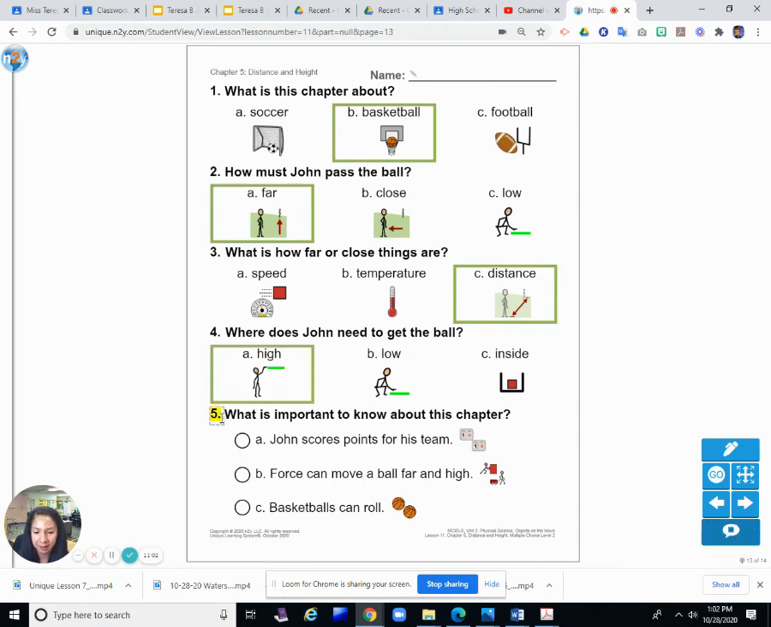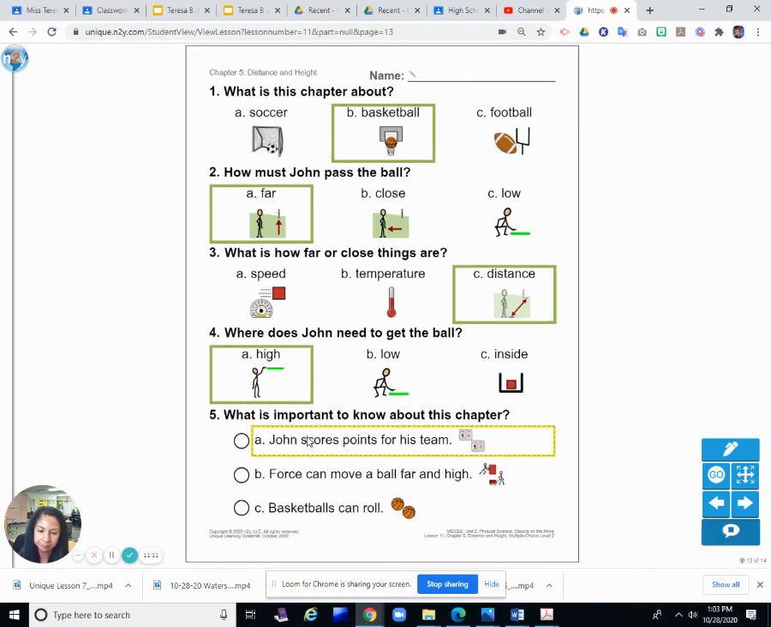And 5. What is important to know about this chapter? What did we learn in this chapter? A, John scores points for his team. Is that what we learned? How about B? Force can move a ball far and high. Or C? Basketballs can roll.